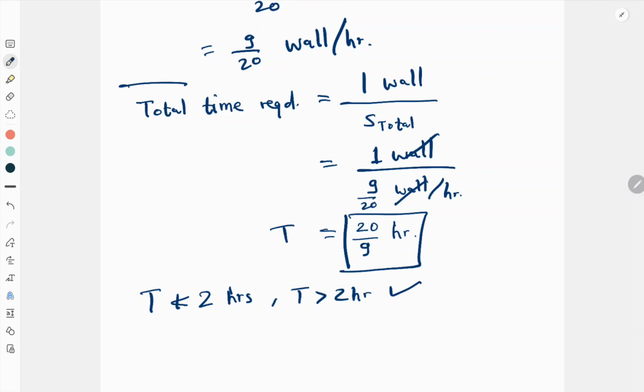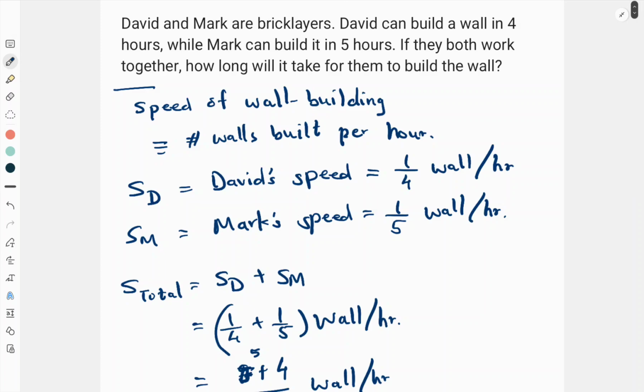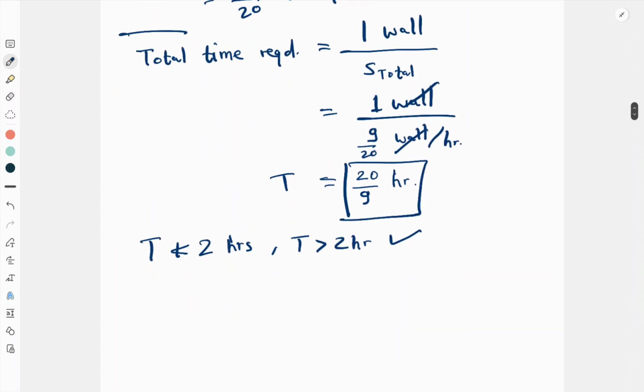So that's good. Another sanity check would be, so let's see. David can build the wall in 4 hours. The faster of the two is going to take 4 hours to build the wall. So if Mark is just absent, removed from the picture, then it will take David 4 hours to build the wall. So our final time is not going to be greater than 4 hours. So we expect t to be less than 4 hours, which it is. This 20 divided by 9 is clearly less than 4 hours. So that's another sanity check. So we have passed a couple of sanity checks.